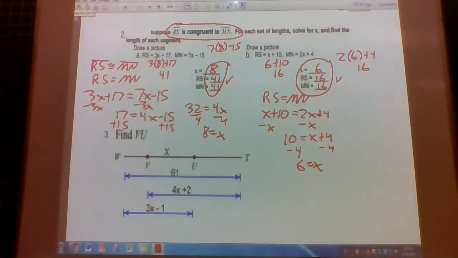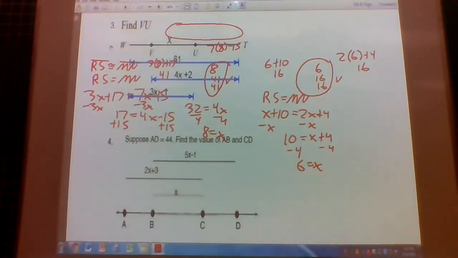Okay, here are the level 4 questions for segments. So we have 2 examples here.